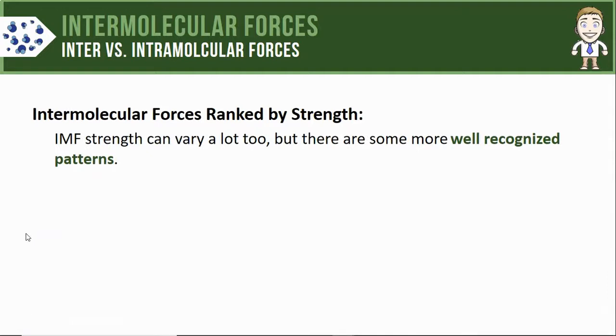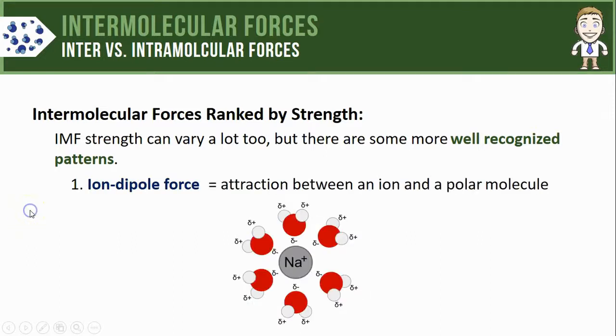And finally, let's do the same thing and make an official list of the intermolecular forces that you'll typically see in AP Chemistry. We'll rank these by strength as well, and while there's lots of variation, there are some more well-recognized patterns in terms of which intermolecular forces are stronger or weaker. At the top of the list and taking the position for our strongest intermolecular force is something called an ion dipole force. That's the attraction between an ion, like the Na plus cation shown here, and polar molecules, like the polar water molecules surrounding it.